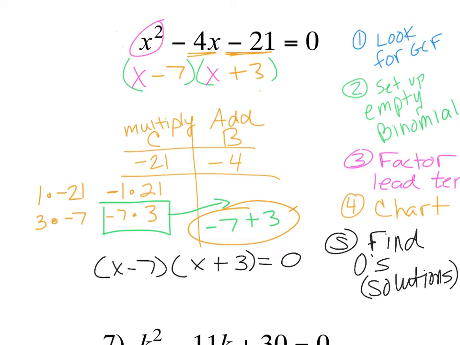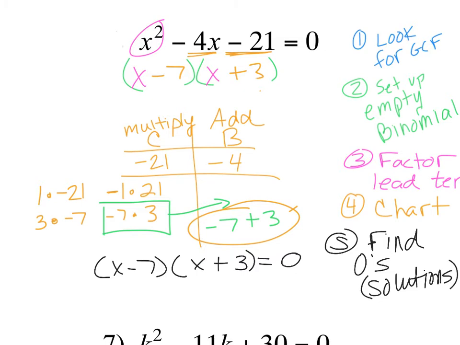So I've got my factored equation here. x minus 7 and x plus 3 is equal to 0. So we know from previous background knowledge that 0 times anything is obviously going to be 0. So either this is equal to 0 or that is equal to 0.